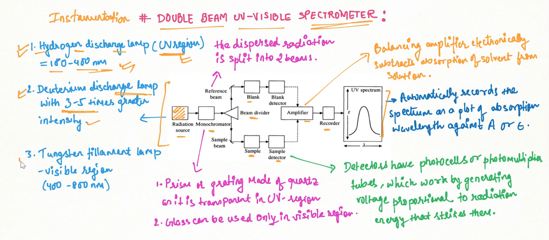And then we also have one more option, which is the tungsten filament lamp. We know that the tungsten filament lamp emits in the visible region, so this lamp is going to emit in the visible region. So the radiation source can be used depending on our criteria, whether we want to detect a sample in the UV region or in the visible region. So we have these three options for the radiation source.